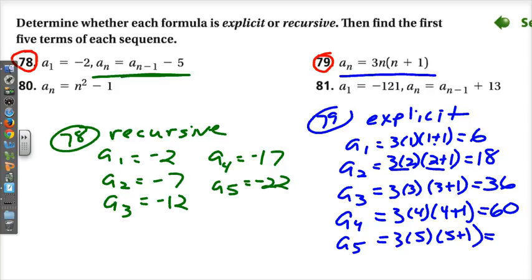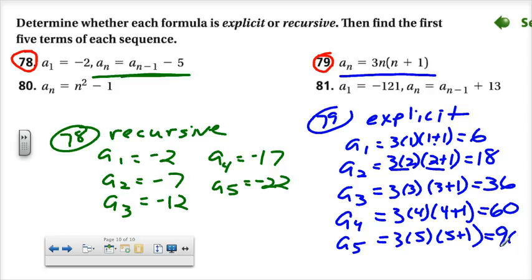So 15 times 6, and that gives us 90. And that will be the end of this video.